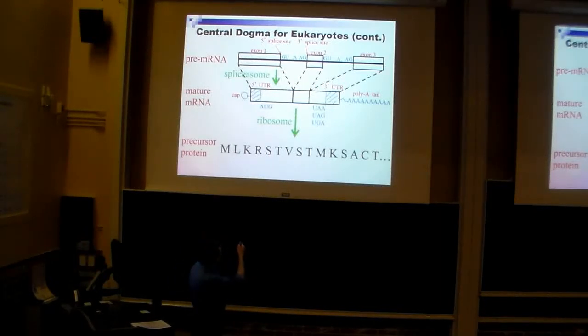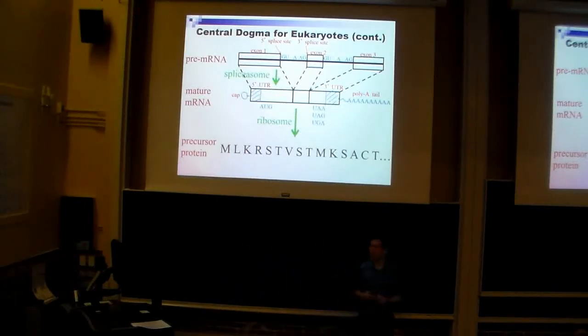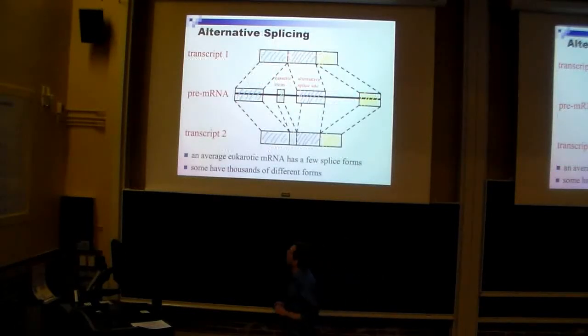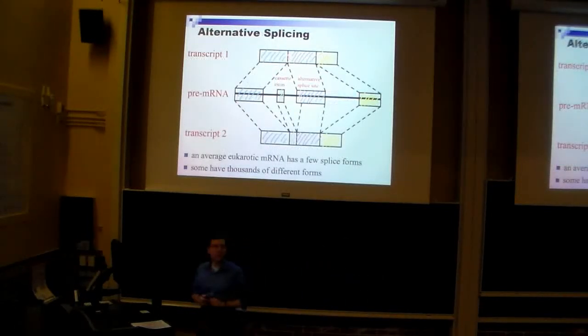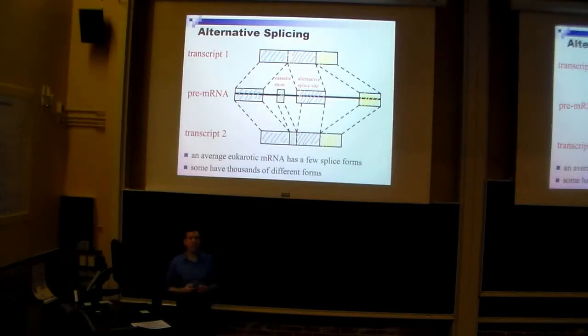A ribosome will then come along, just as in the prokaryotic case, and produce a precursor protein, and that part of it is more or less similar, conserved across all kinds of organisms. One important thing to be aware of in the eukaryotic case is that the process of splicing is often conducted in different ways in different transcripts of the protein.